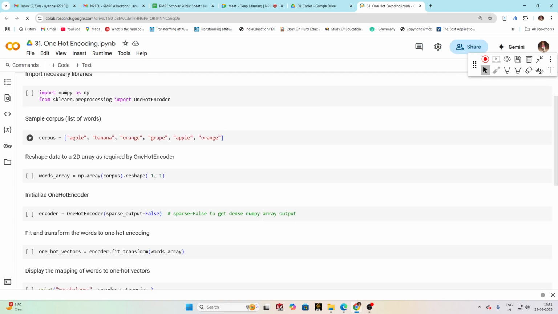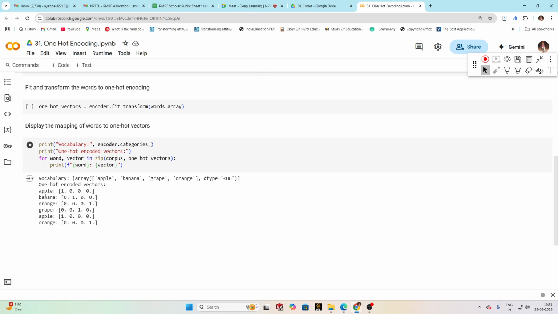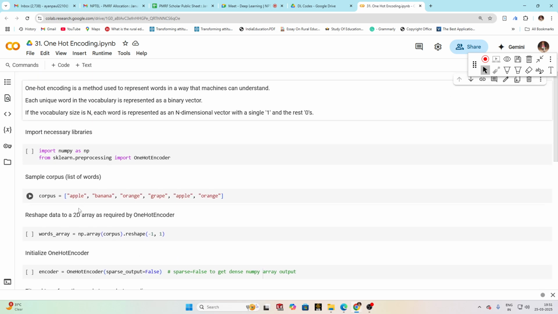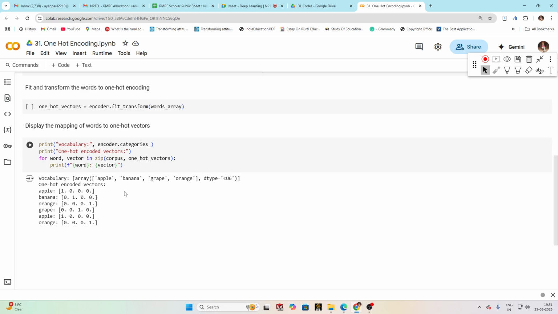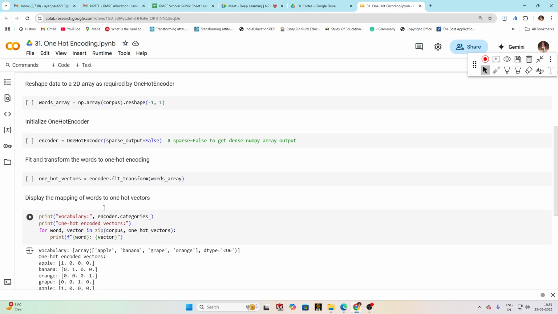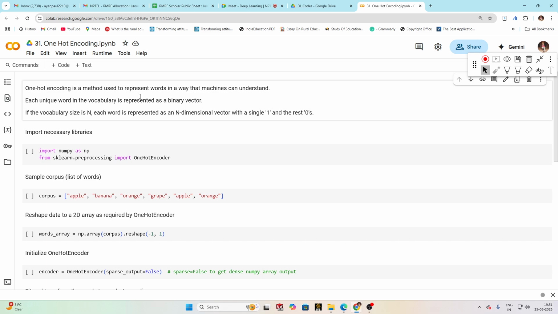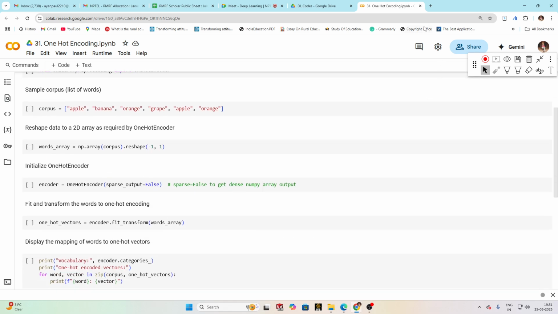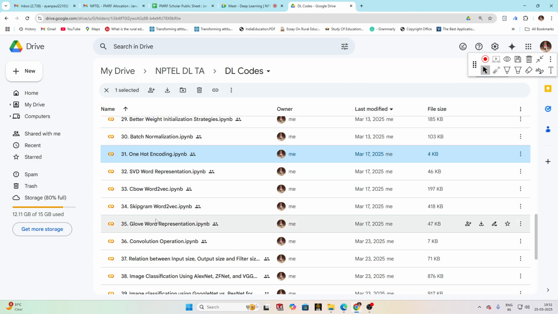This is our corpus of different words: apple, banana, orange, grape, apple, orange. So you can do the one hot representation. How many unique words do we have? 1, 2, 3, 4. We have a corpus of 6 words, but only 4 unique words. Therefore you can do the one hot representation. The code is given to you, you can copy the code to your drive and see the results. Similarly, other things are also given, so you can open the code and see it.